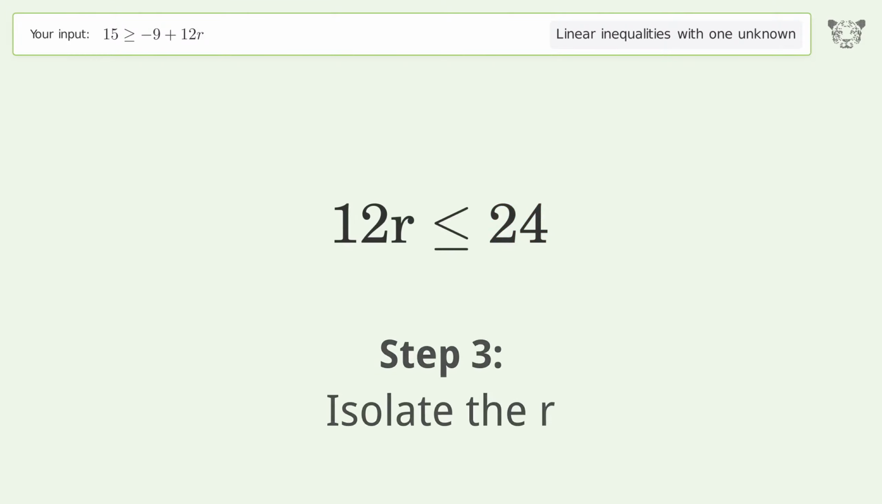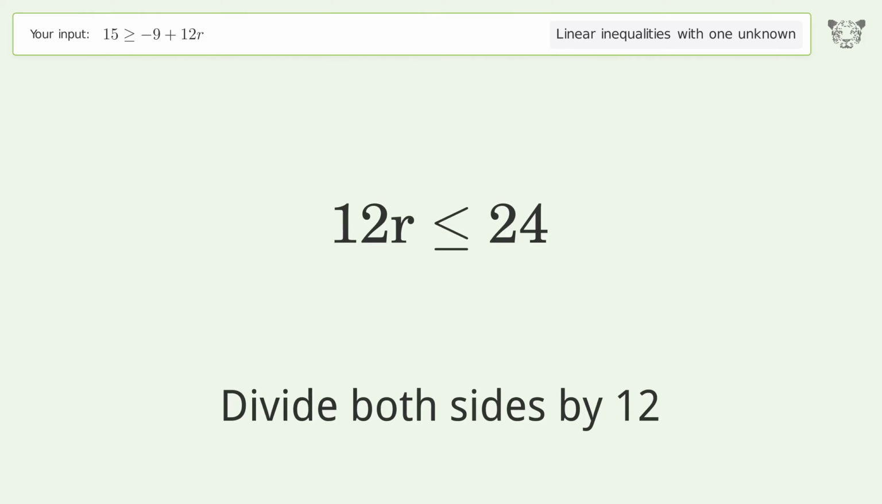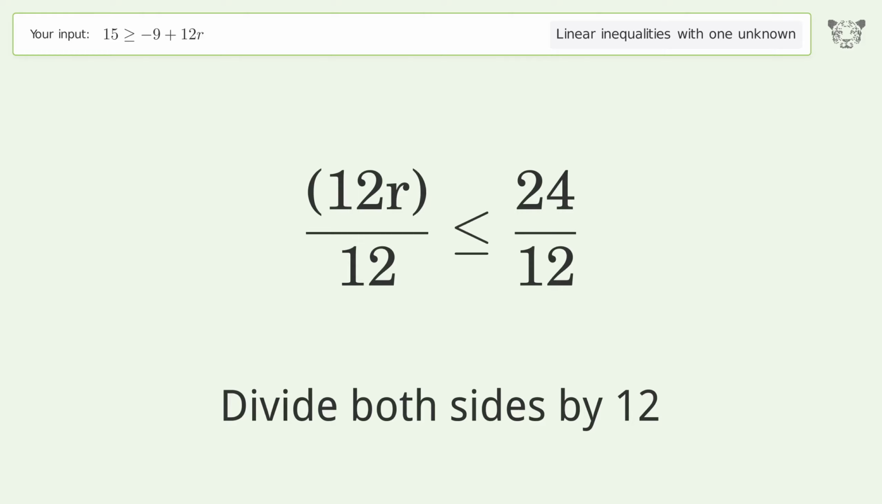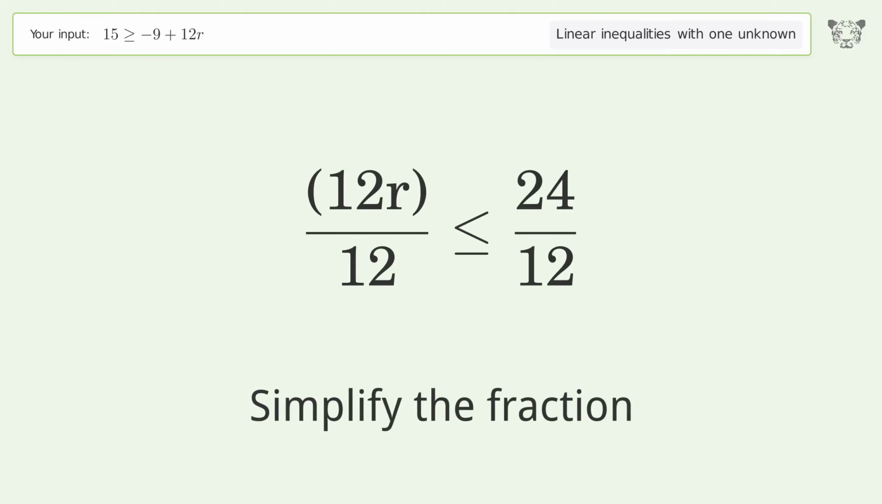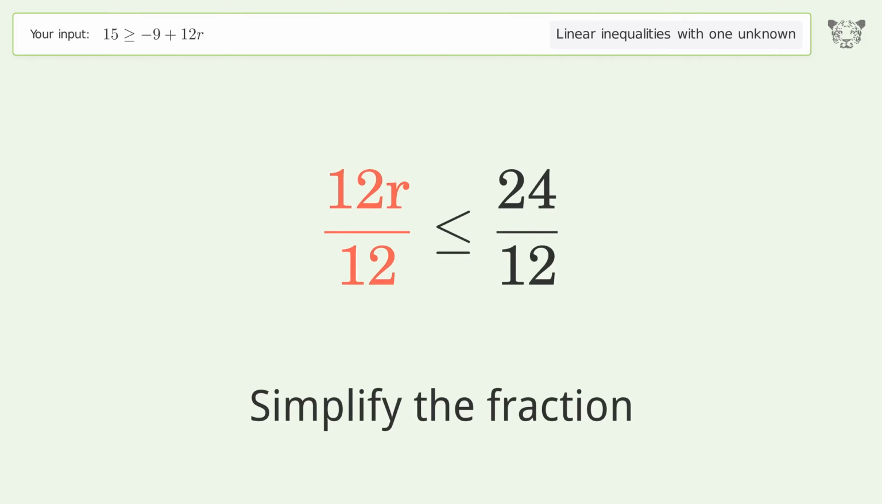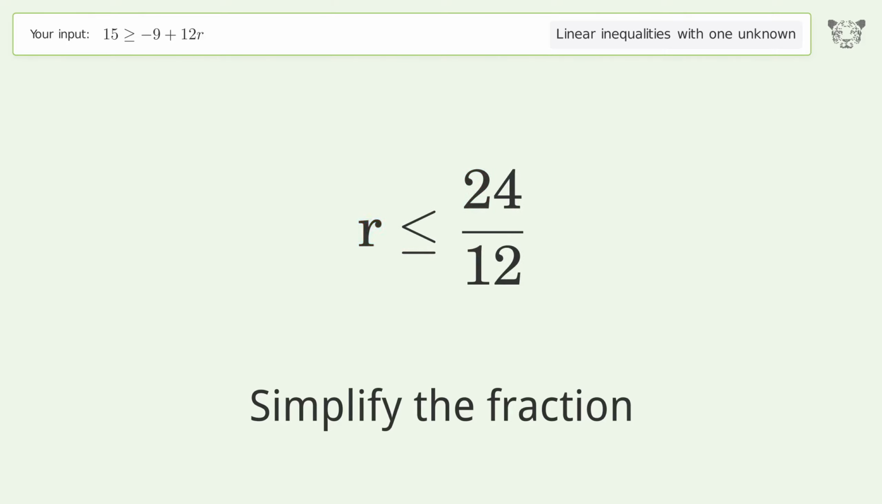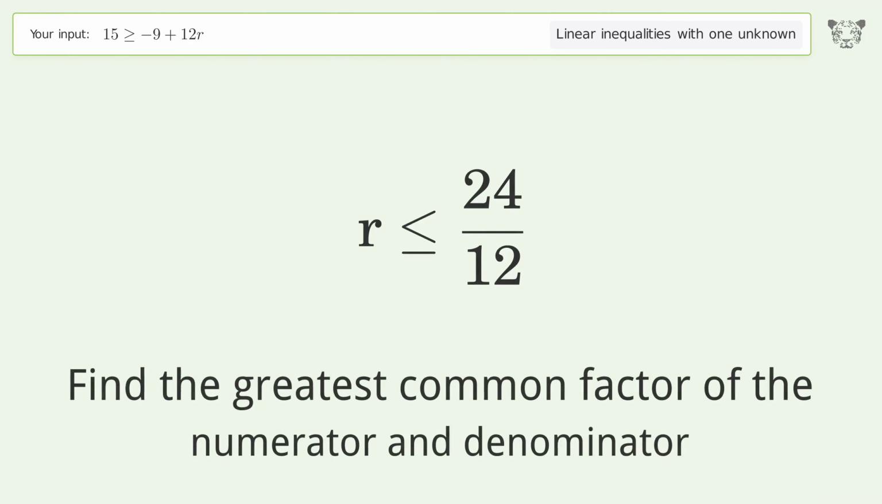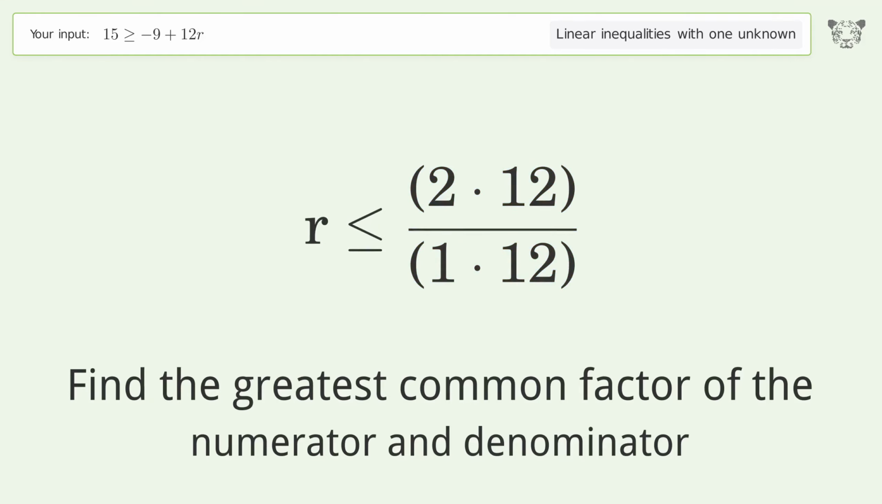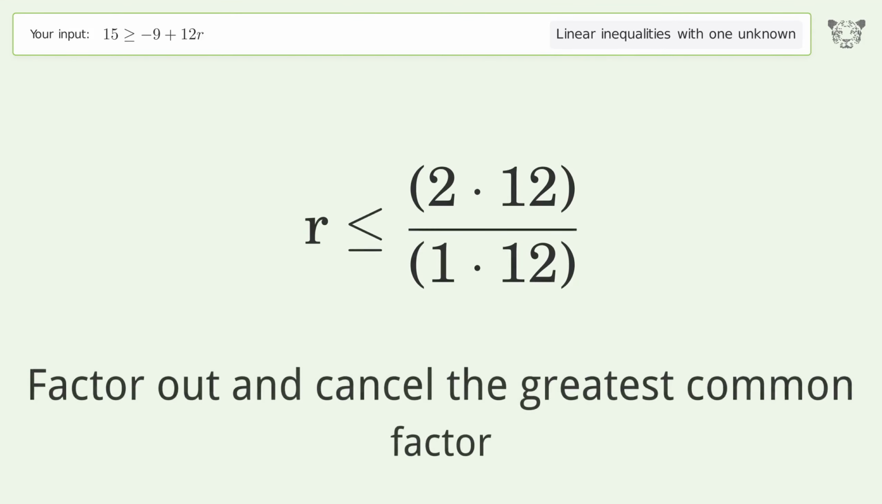Isolate the r. Divide both sides by 12. Simplify the fraction. Find the greatest common factor of the numerator and denominator. Factor out and cancel the greatest common factor.